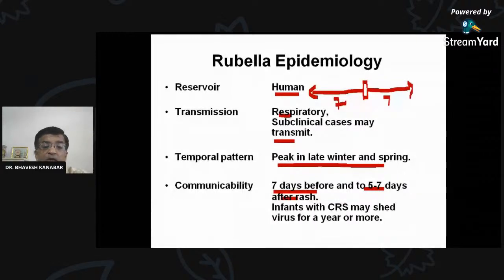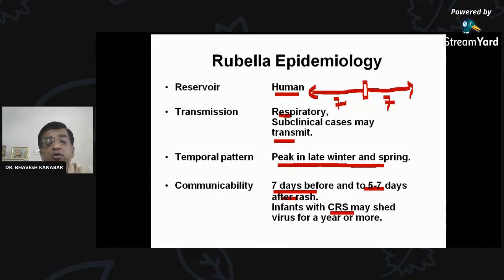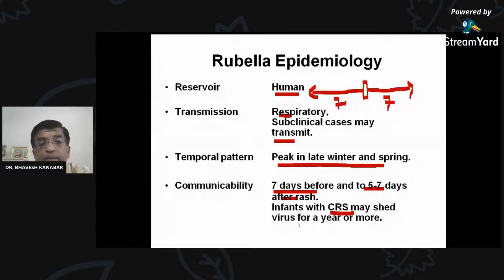Infants with congenital rubella syndrome may shed virus for 1 year. Those infants with congenital rubella syndrome are affected by their mother. If the mother is infected with rubella during pregnancy, the delivered child may have congenital rubella syndrome. There is almost a 90% chance that the child may have congenital rubella syndrome, and it may shed virus for 1 year or more.